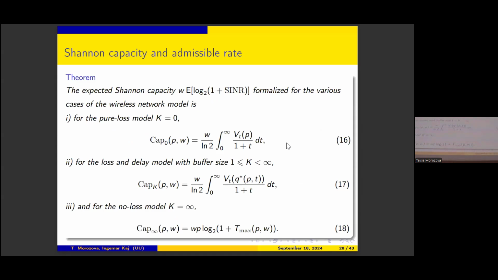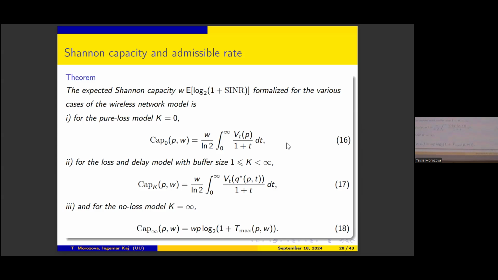So then what we do is we state the Shannon capacity for the three cases: when the buffer is 0, when the buffer is infinite, and when it is finite. When the buffer is 0, we don't have to solve anything. It's actually quite simple because then Q just becomes P. So we already have everything in steady state.